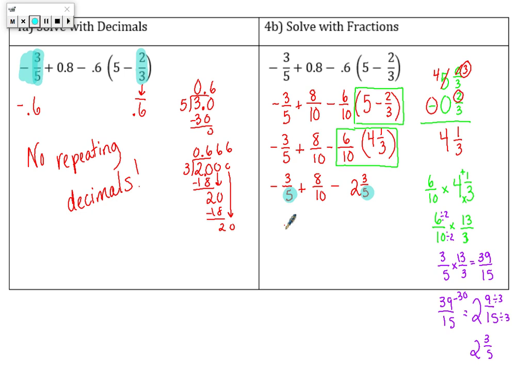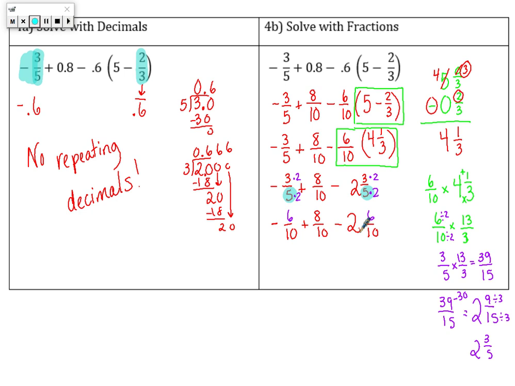Well, I know that if I do 5 times 2, I get 10. So I'm going to get these all up to tenths. 5 times 2 is 10, so 3 times 2 is 6. 5 times 2 is 10, 3 times 2 is 6. When I go to do this, I get negative 6 tenths plus 8 tenths minus 2 and 6 tenths.